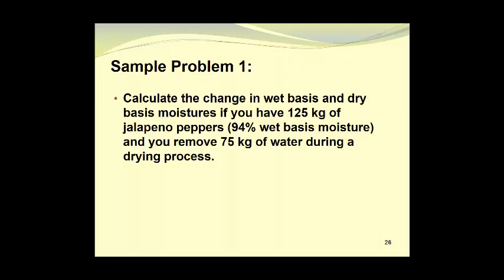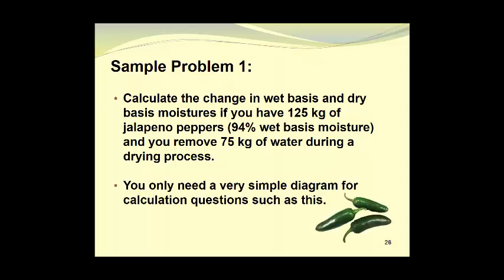Let's take a look at sample problem number 1. You are asked to calculate the change in the wet basis and dry basis moistures if you have 125 kilograms of jalapeno peppers and you remove 75 kilograms of water during a drying operation. You are also told that at the start the jalapeno peppers have a wet basis moisture content of 94%.